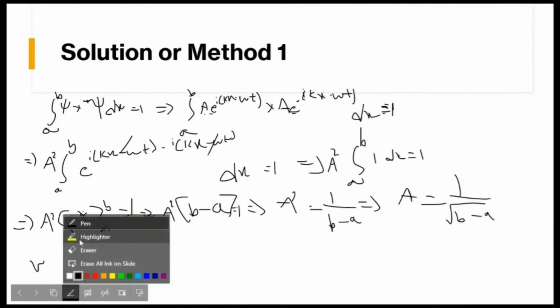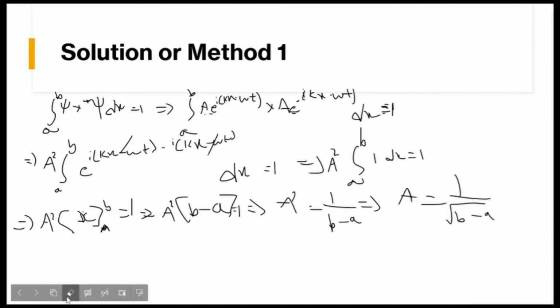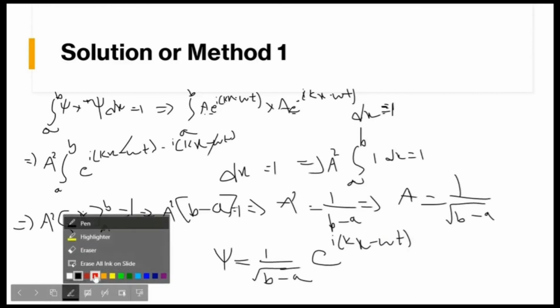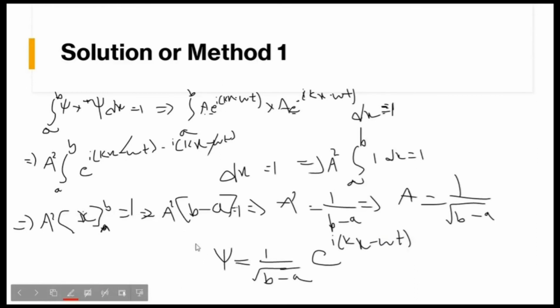The actual wave function, I mean the wave equation, would be this: psi equals 1 by the square root of (b minus a) times e to the power i(kx minus omega t). So this is the wave equation, right?